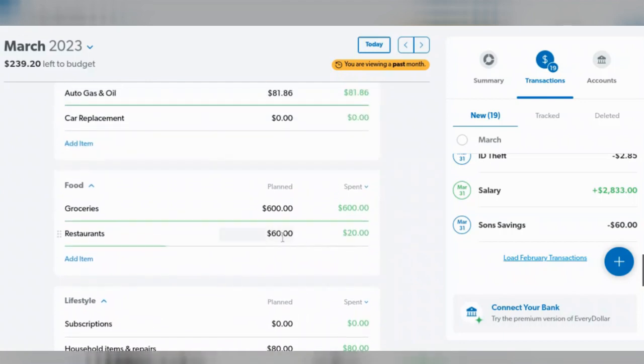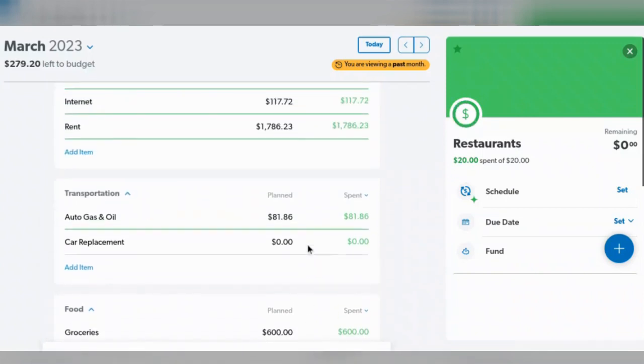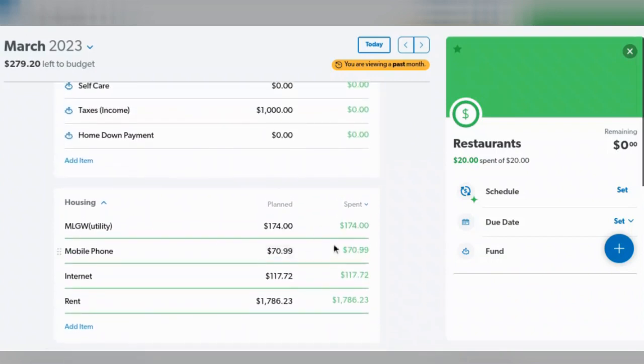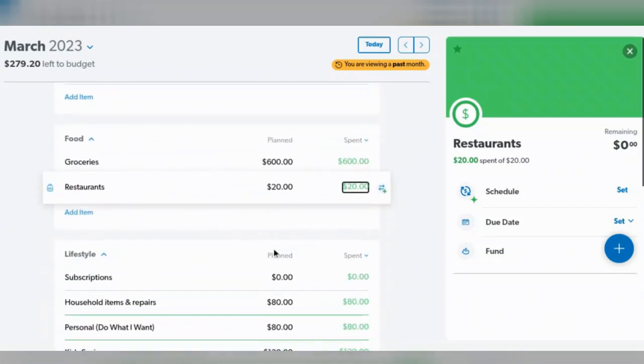And so I didn't give myself $60 for restaurants. I had thought I would. I went with 20 instead. And let's look at the rest of them. I like to make sure my plan is spent once I get to the end of the month. I like to make sure that they match. So this is why I get to see what I have left to budget, and so I know what I can add to my savings. And I hope that makes sense.